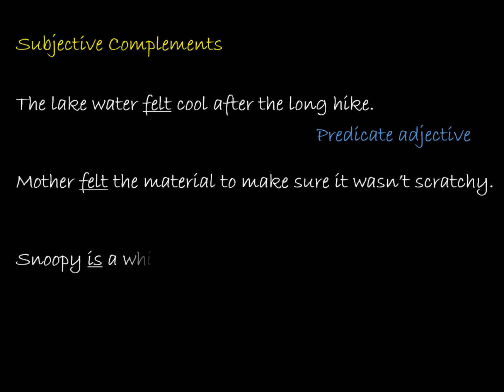In this next sentence, we have Snoopy is a white dog. So Snoopy is the subject, is the verb. Is expressing being here in this sentence. And so I look at the noun dog and I can say, oh yeah, the dog is renaming Snoopy. Snoopy is a dog. So dog is a predicate nominative.